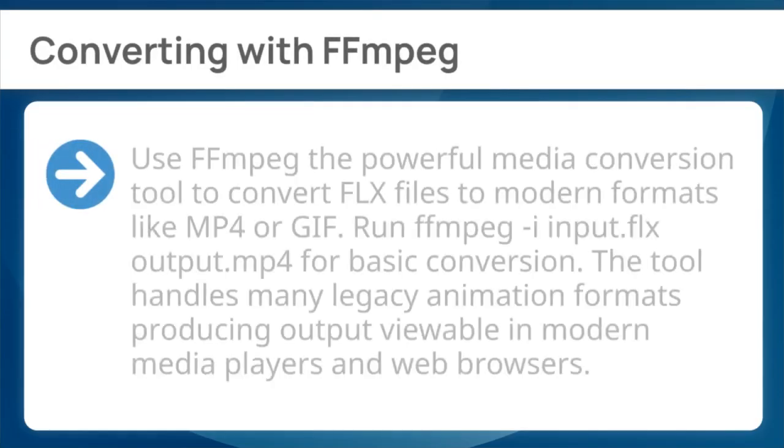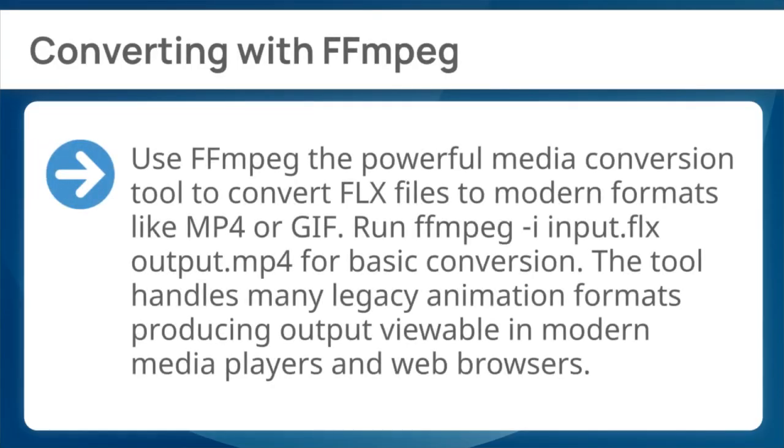Next, converting with FFmpeg. Use FFmpeg, the powerful media conversion tool, to convert FLX files to modern formats like MP4 or GIF. Run FFmpeg -i input.flx output.mp4 for basic conversion. The tool handles many legacy animation formats, producing output viewable in modern media players and web browsers.